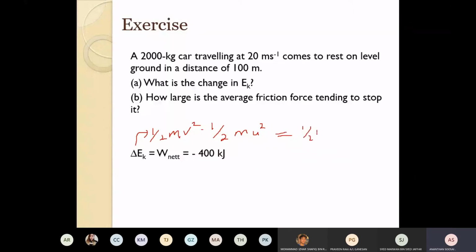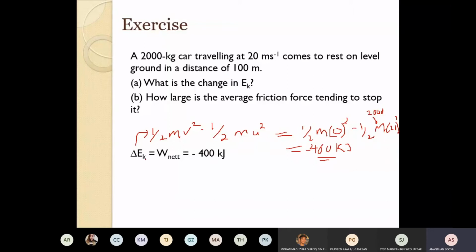So half m, v is 0 squared, final velocity is 0, minus half m, initial velocity is 20 squared, and the mass is 2000. So what do you get? Half mv squared, 20 squared, 1000. So you get 400 kilojoule. Of course, negative. Why negative? Because the kinetic energy is dropping. How large is the average frictional force tending to stop it?